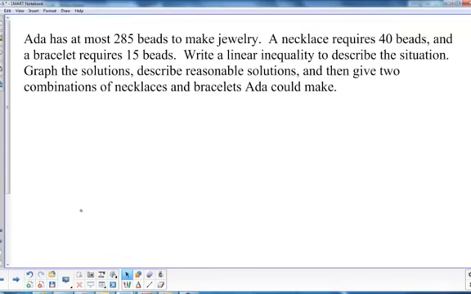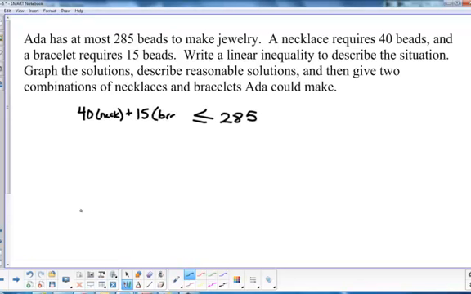So we're going to do a story problem. Ada has at most 285 beads to make jewelry. So at most 285. So something has to be less than or equal to 285. And then it says a necklace requires 40 beads and a bracelet requires 15 beads. So 40 for the necklace and 15 for the bracelet. And you can make that X and Y if you want. And we're going to write a linear inequality to figure this out.